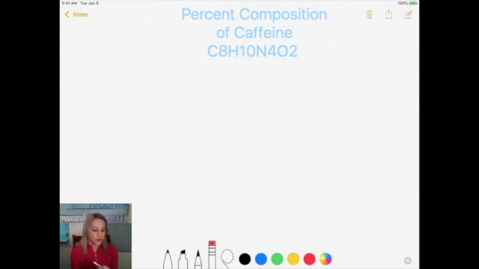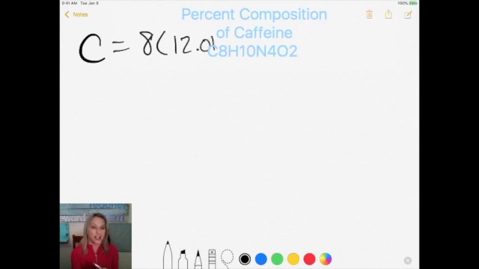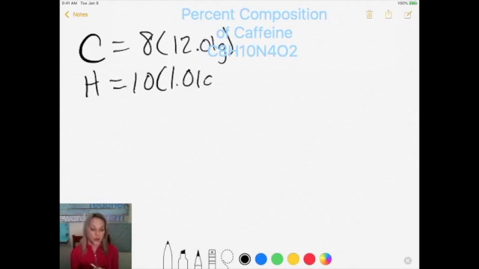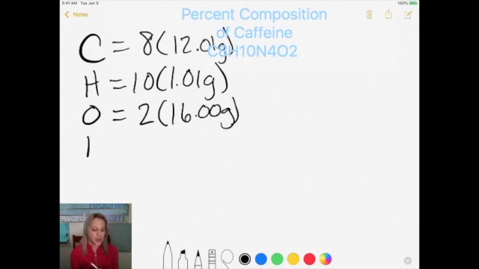So here we have carbon, and the amount that we have is 8 times its molar mass, which is 12.01 grams per mole. We also have hydrogen, and for hydrogen we have 10, and this is times 1.01 grams per mole. And we have oxygen, we have 2 of these, which are 16.00 grams per mole. And we have nitrogen, we have 4 of them, and these are each 14.01 grams per mole.